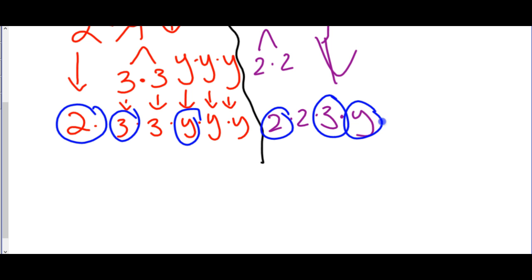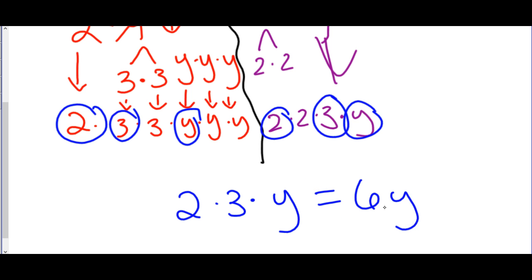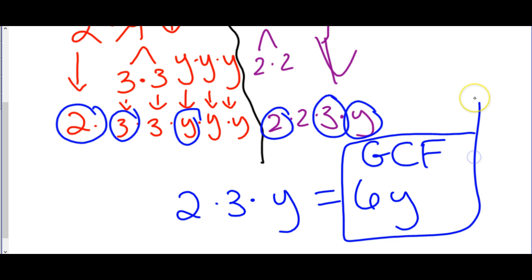And they both have a y in common. So what they share in common are a 2 times a 3 times a y. If we simplify that down, we get 6y. So that means 6y is the greatest common factor.